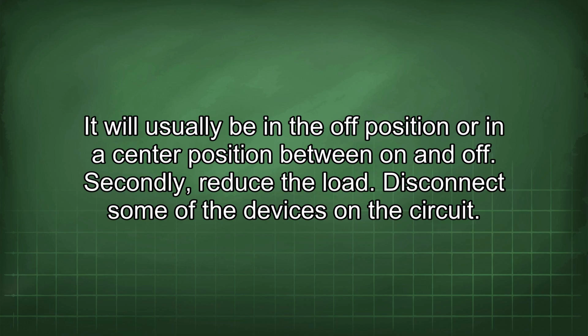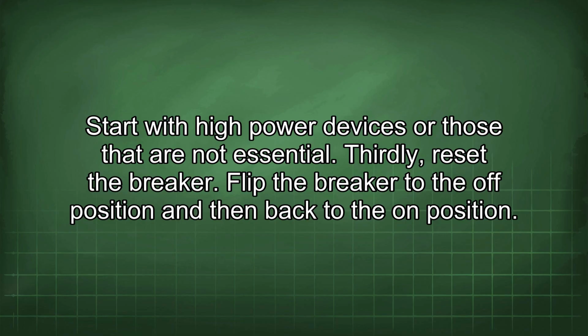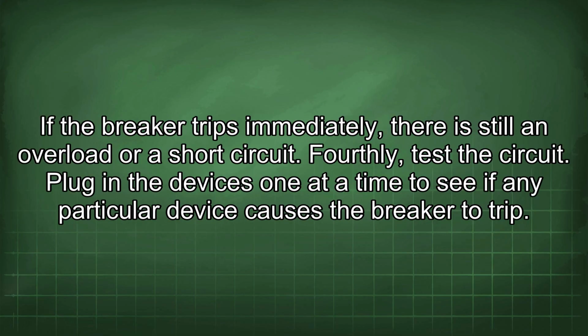Secondly, reduce the load. Disconnect some of the devices on the circuit. Start with high-power devices or those that are not essential. Thirdly, reset the breaker. Flip the breaker to the off position and then back to the on position. If the breaker trips immediately, there is still an overload or a short circuit.